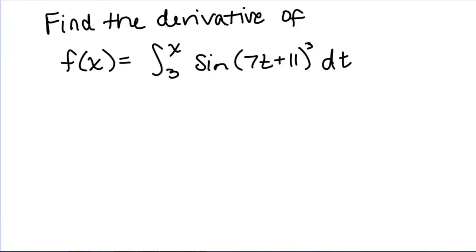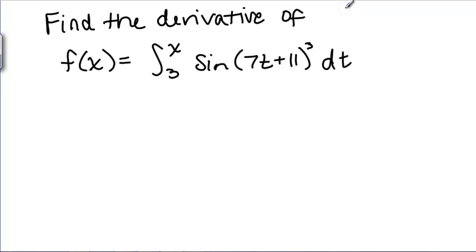Here we're asked to find the derivative of the function f of x, where f of x is defined as the integral from 3 to x of sine of 7t plus 11 cubed dt. So the first thing to notice is that f of x is an accumulation function. This means that it's finding the area under a curve from a number to x.